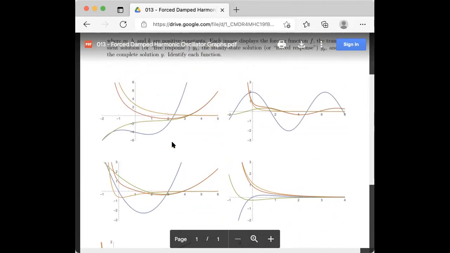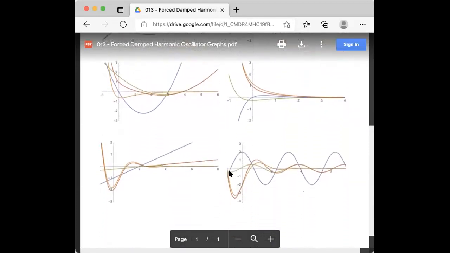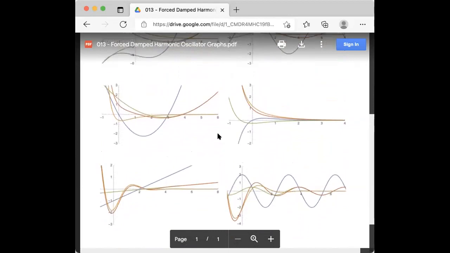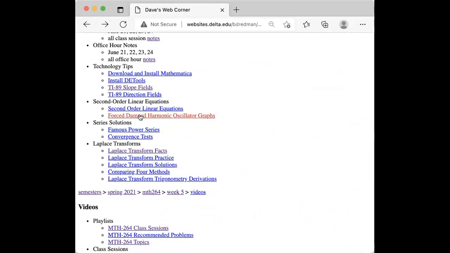Now, apart from the fact that it's color-coded, I guess if I was doing this on a test or something, I'd make them all black. Because the color coding matches the Mathematica notebook we were looking at in a way. But forget about that. Maybe the color coding was intentionally distracting you. Maybe I switched the colors. Can you identify in each of these six cases which is the F, the YP, the YH, and the Y, with nothing other than the images? That would be a good skill. Okay, that is on the website under Forced Damped Harmonic Oscillator Graphs. That's a handout. Okay, so a couple words and we'll take a break and then we'll move on.